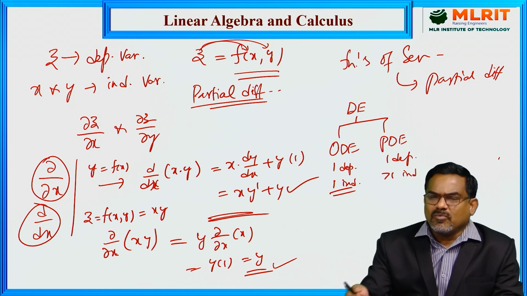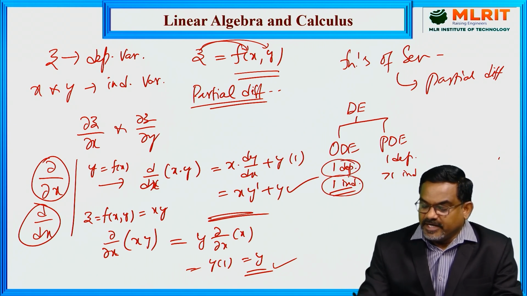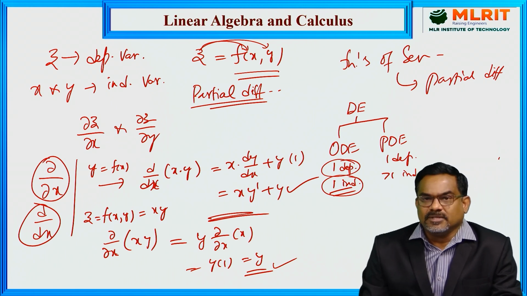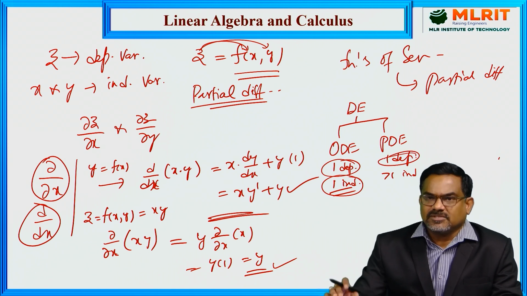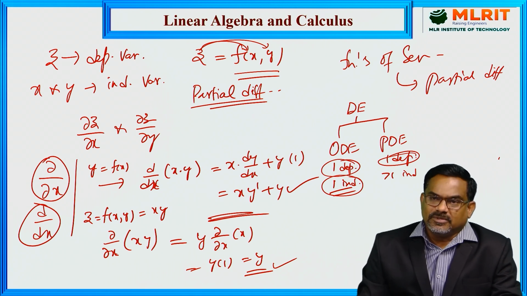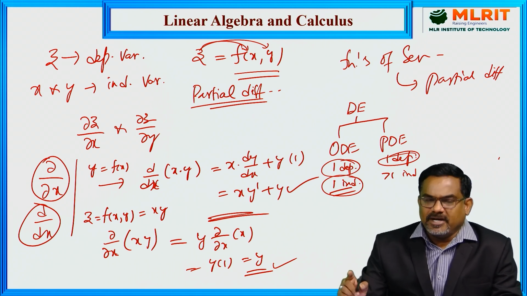So let us consider one dependent variable. An equation involving one dependent variable, exactly one independent variable, and the derivatives of the dependent variable is called an ordinary differential equation. And an equation involving one dependent variable, I am just considering one, more than one independent variables, and the partial derivatives of the dependent variable is a partial differential equation. It is to be noted that the derivative is for the dependent variable only.